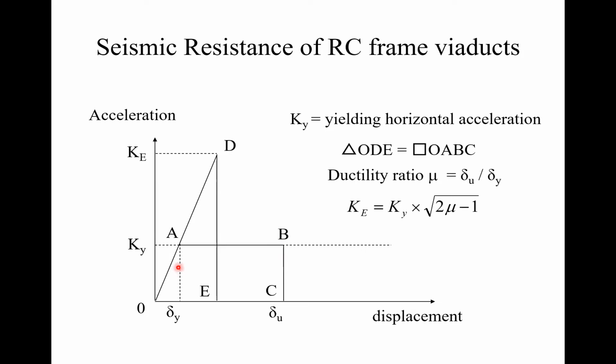So again, how can we increase ductility of reinforced concrete column? If we can obtain a very large ductility, in other words, if the delta U, ultimate displacement, becomes large, the total energy absorption performance will be increased, then KE, which is defined as seismic performance in this case study, will also be increased, okay? That's clear.